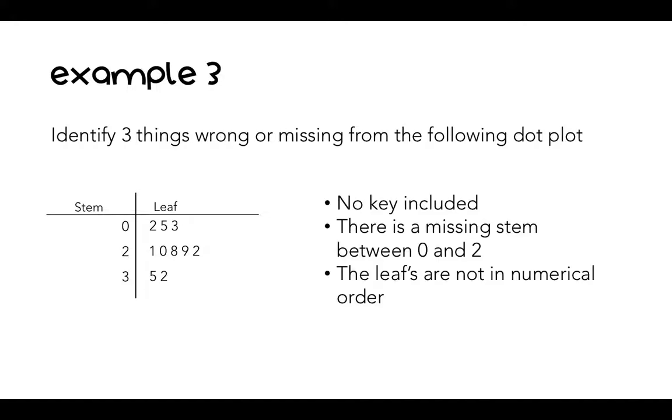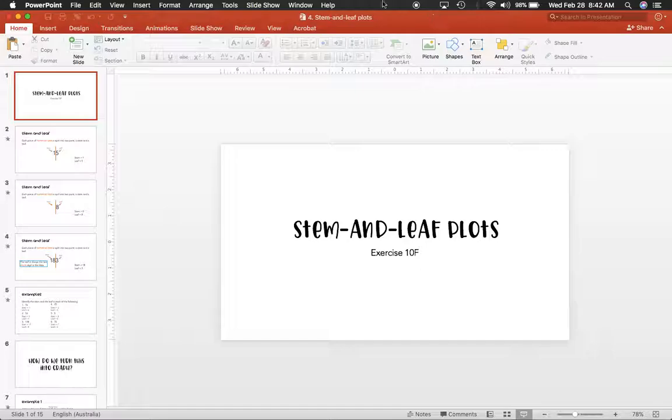Okay, so your 3 things would be: no key included. There is a missing stem between 0 and 2, so there's no 1 here. And the leaves are not in numerical order. So 2, 5, 3, 1, 0, 8, 9, 2, and 5 and 2. They should be in order. So there's our mistake. So remember those things when you're making a stem and leaf plot. So pause it now and you can do chapter 10F, I believe.